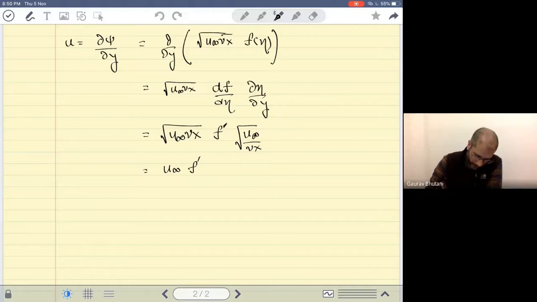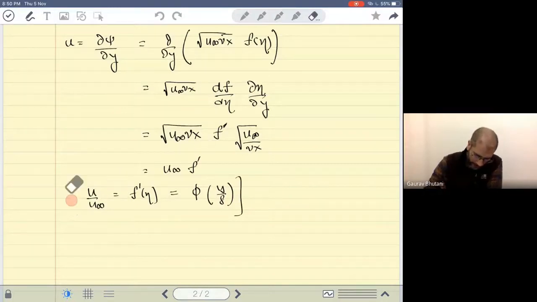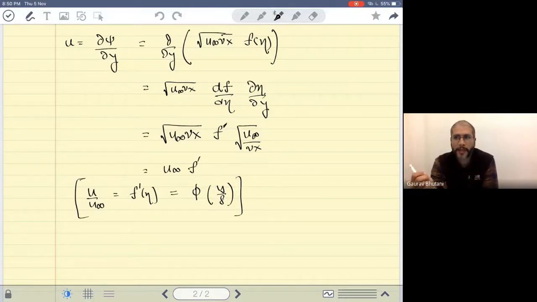What this tells me is that u upon u infinity, if I take u infinity to the left hand side, is simply f prime, which is a function of eta only. If I call this f prime as phi as a function of eta, and eta, as you remember, was nothing but y upon delta, so my similarity idea holds here. So it's the other way around: to ensure that the similarity idea holds, we chose a stream function in that way. For this choice of stream function, our similarity idea works, and this is exactly what we did.